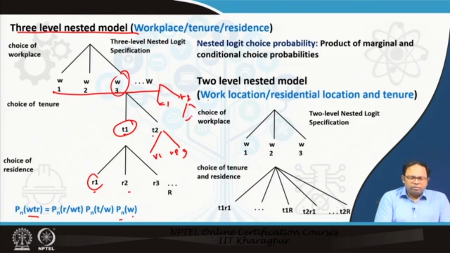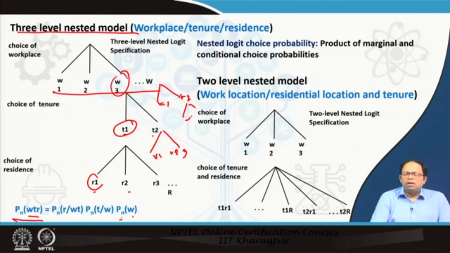So, we know how to estimate this kind of nested logit models. We have done that earlier. Some are conditional and marginal choices, and accordingly we will estimate each one of them, and ultimately we can determine the probability of each alternative in this particular way by creating this nest.